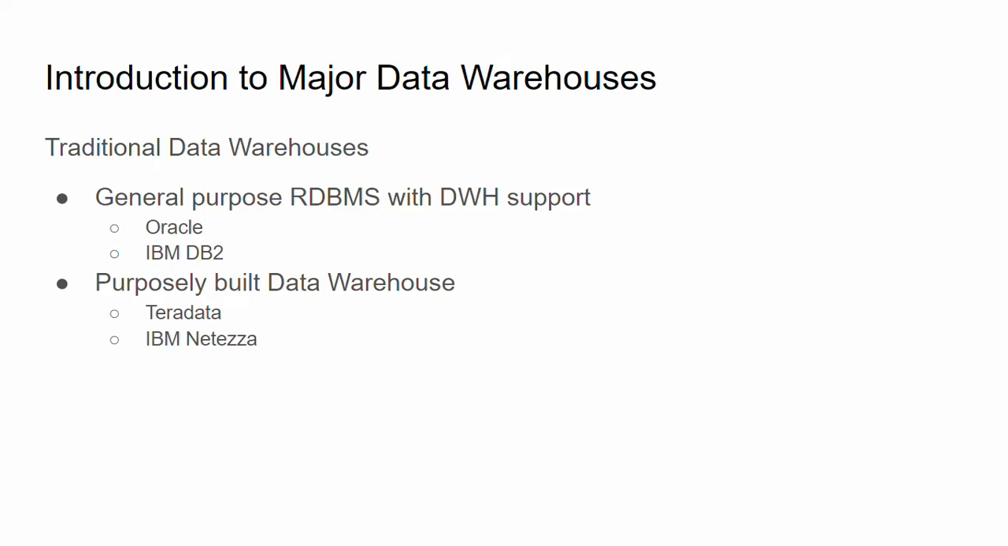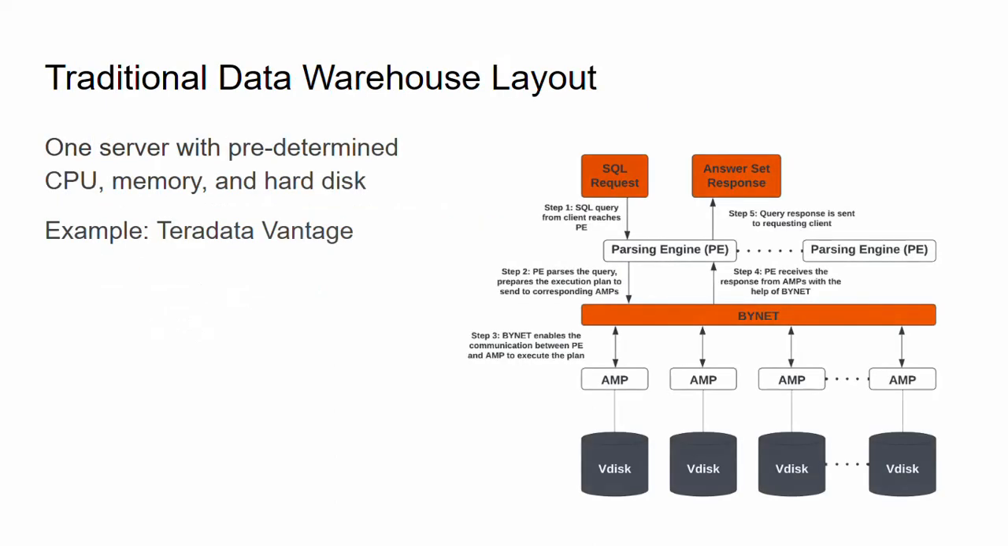There's also the purpose-built data warehouse. Those are hardware and software specifically built for great performance of data warehouse operations. Two examples are Teradata and IBM Netezza. So let's look at a traditional data warehouse layout. It's a Teradata layout. In one cluster, you have multiple nodes. Each node has predetermined CPU, memory, and hard disk, somewhat like our virtual machine, but usually for Teradata and Netezza, that will be their own dedicated hardware.